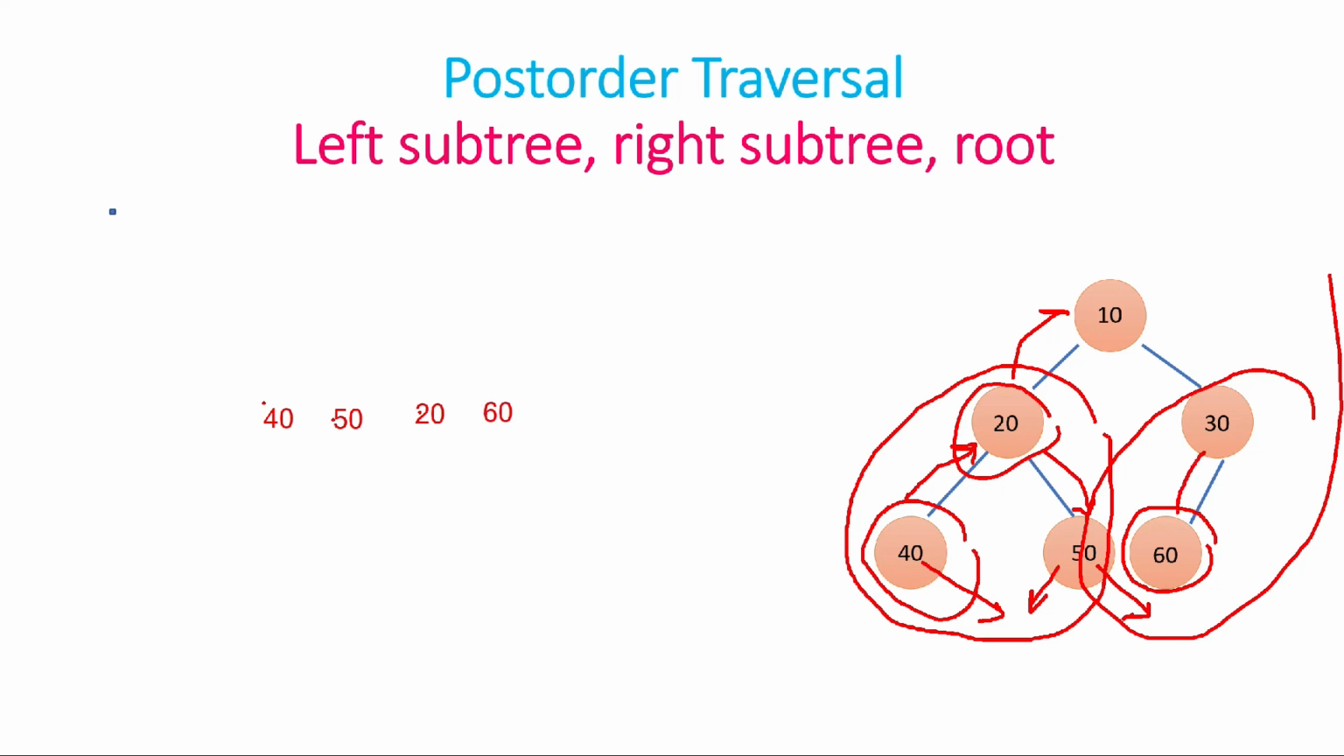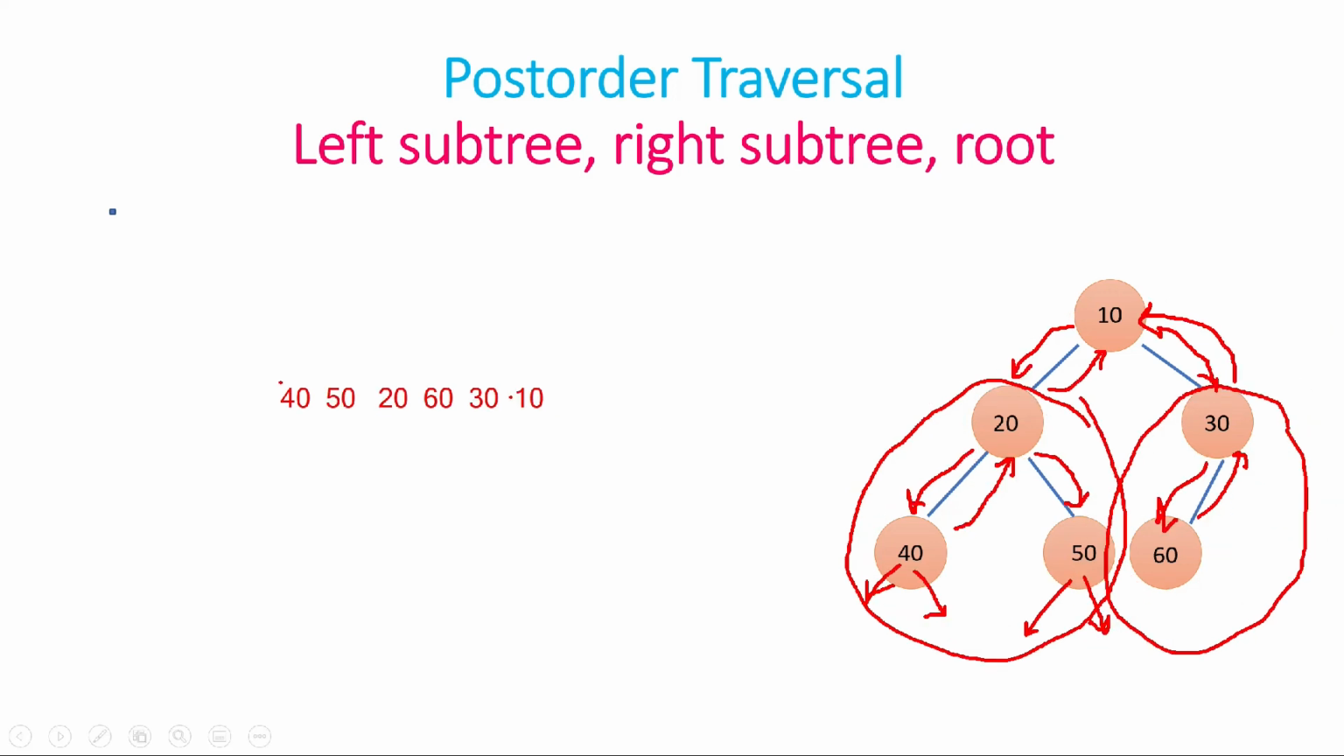Then you will move back to 30, but you cannot print it until you traverse to its right. Since right is none, you'll move back to 30 and now you'll print it. Now the right subtree traversal of 10 is done, so we'll move back to 10. And now since left and right subtrees are done, you'll print 10. So this is your post order traversal.